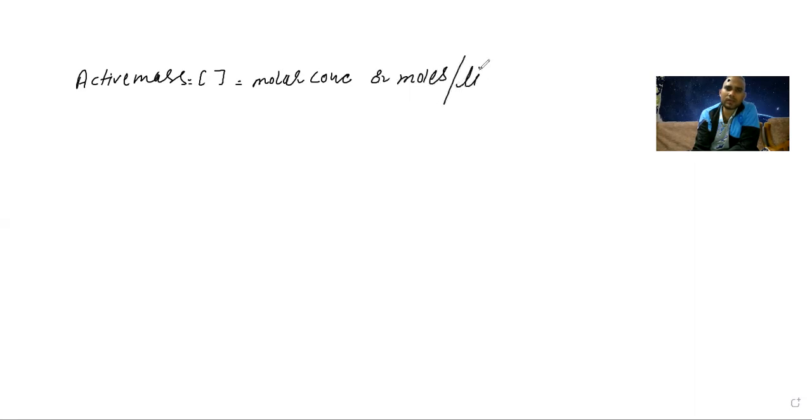Constant only. What we are going to do today, I told you active mass. Active mass is represented in a square bracket. So active mass is equal to square bracket, equal to what? Molar concentration. You can also write moles per liter. These are the same things, right?